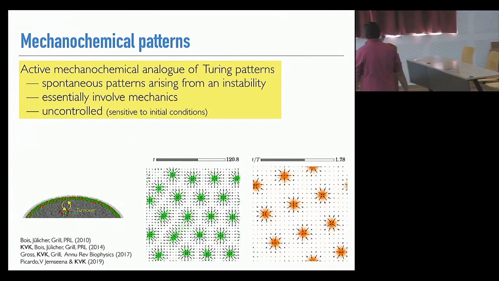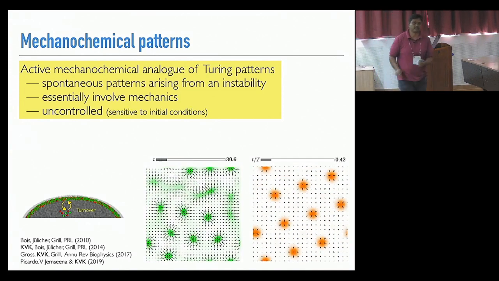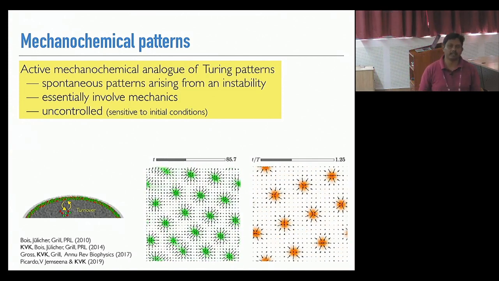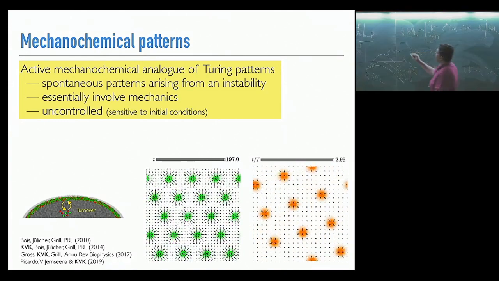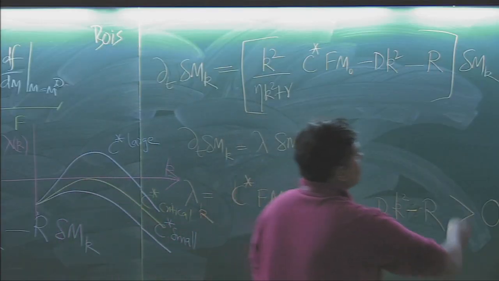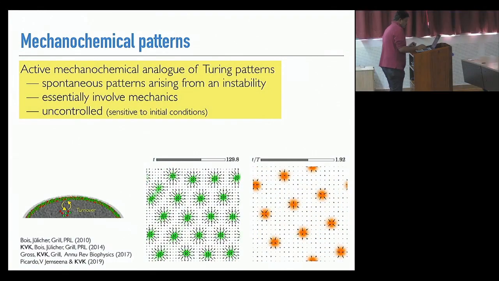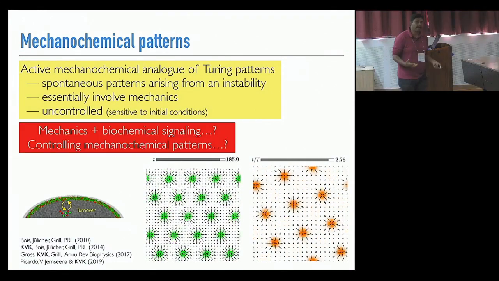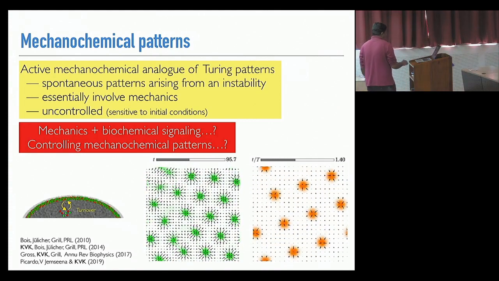And the claim, the work, by the way, I should mention references. Sorry, I've been tardy about mentioning the references even yesterday. So this model was worked out in a paper by Boyce et al. in PRL 2010. So therefore, you should really look at mechanics plus signaling, and so therefore you can start getting controlled mechanochemical patterns.